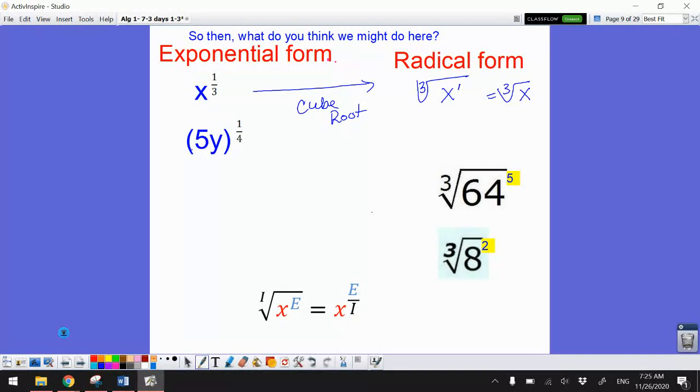Okay, what about this one? The whole thing, this is my radicand, so that is going to go under the radical.